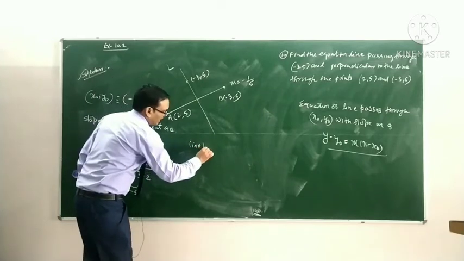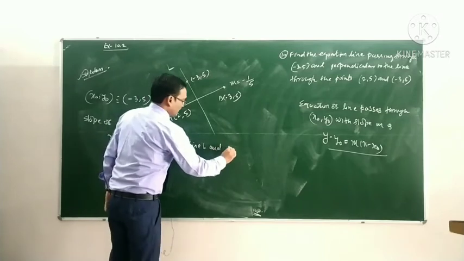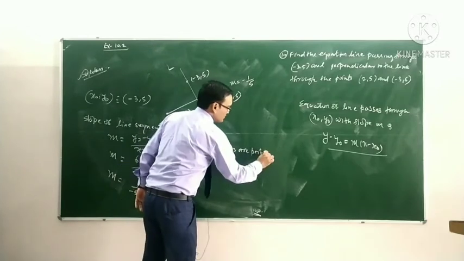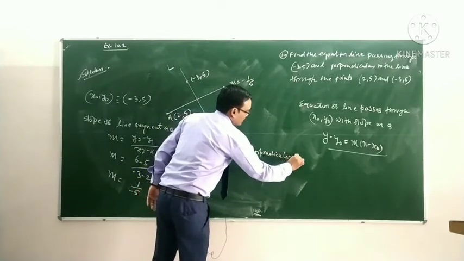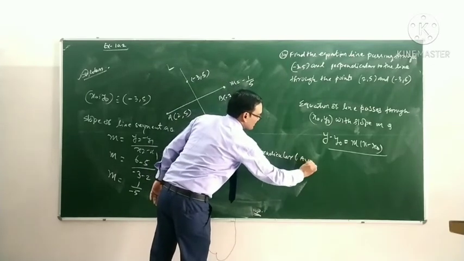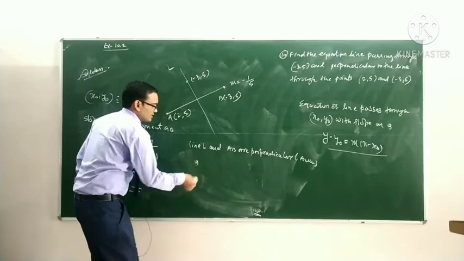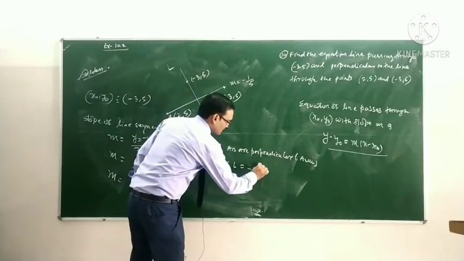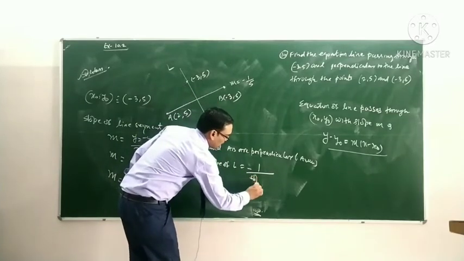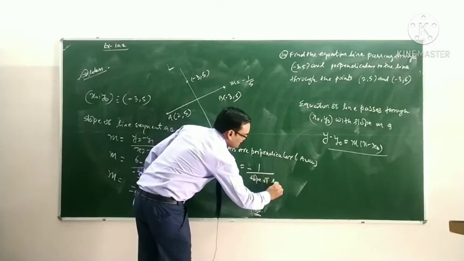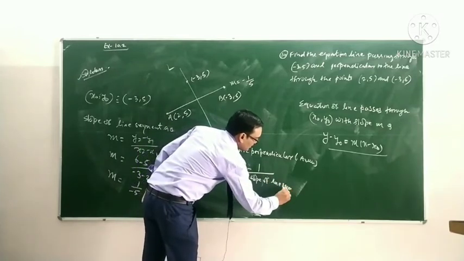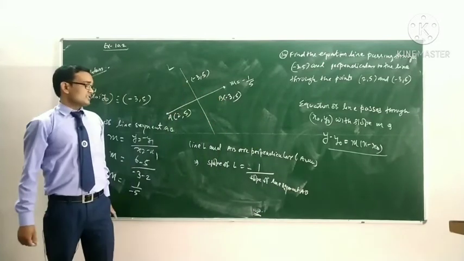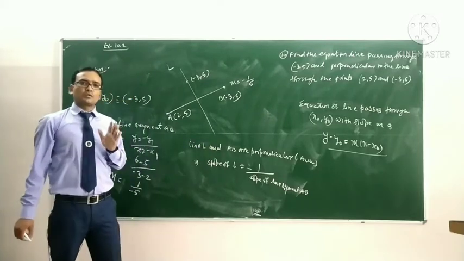Line L and AB are perpendicular, given that. Then the slope of line L is equal to minus 1 upon the slope of line segment AB. Why, students? Because both are perpendicular to each other.